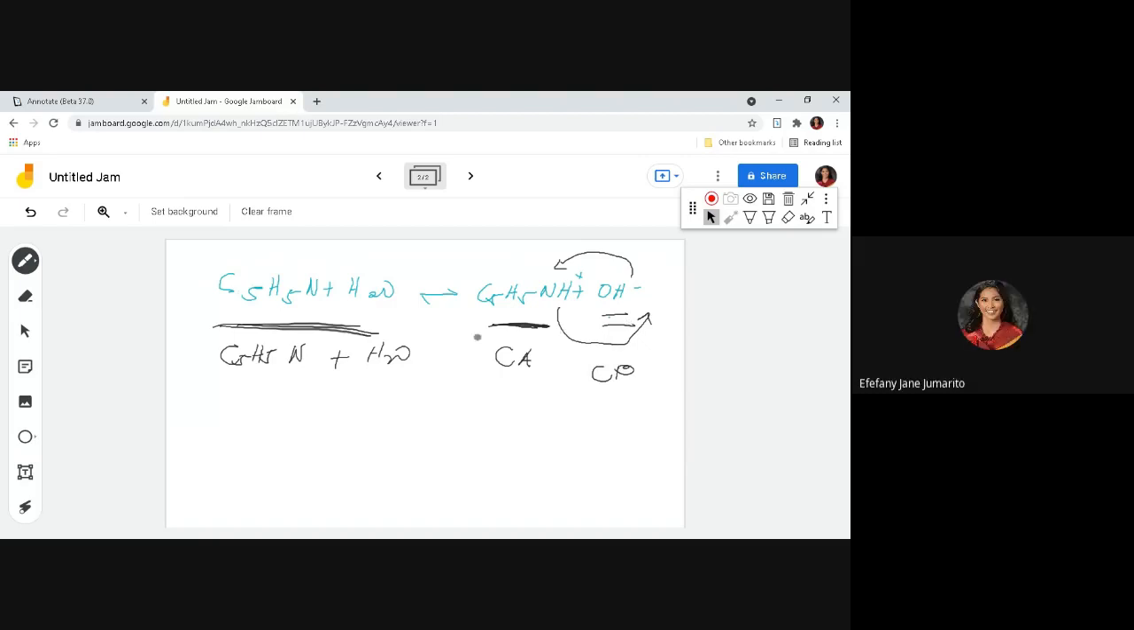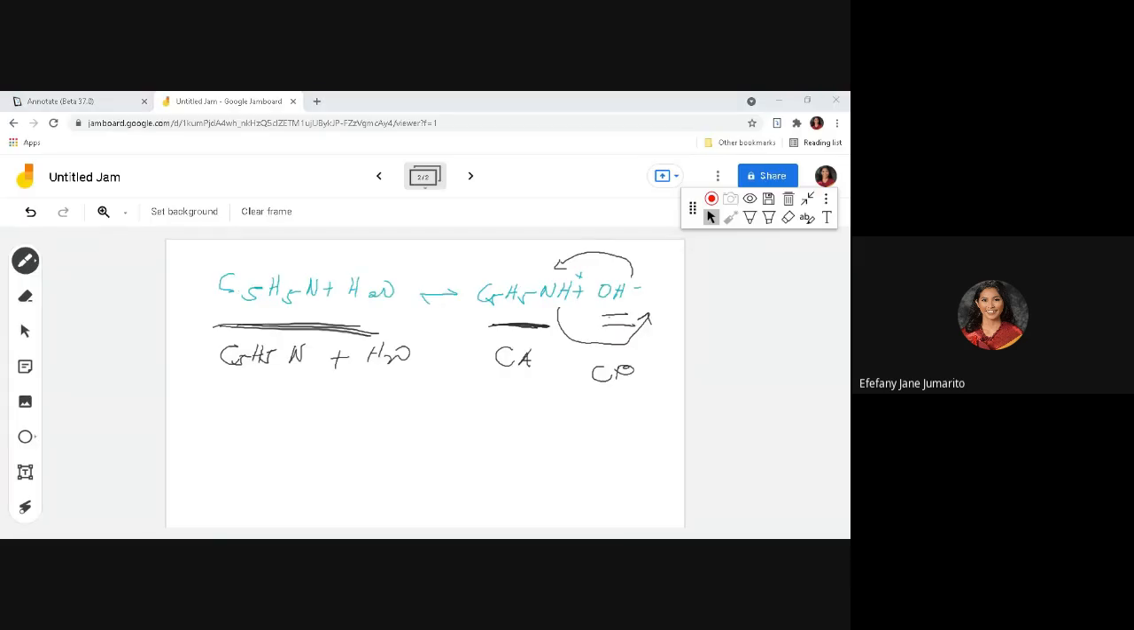Okay, so in another class, when you identify the conjugate acid and the conjugate base, make sure that if it is an acid, it donates, and if it is a base, it accepts. Now, what will be the product in the reverse reaction? If it does not come out as the original, then that is not correct in your identification of the conjugate acid and the conjugate base.